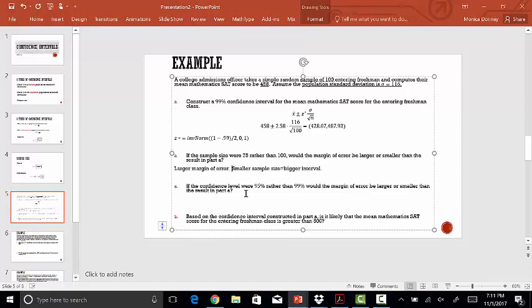Alright. Now it says if the confidence level were 95% rather than 99%, would the margin of error be smaller or larger? In this case, it's going to be smaller, and it's because we're less confident. So the less confident that you are, the smaller the interval. So I'm less confident because the interval is so small. If the interval was big, I'd be super confident.